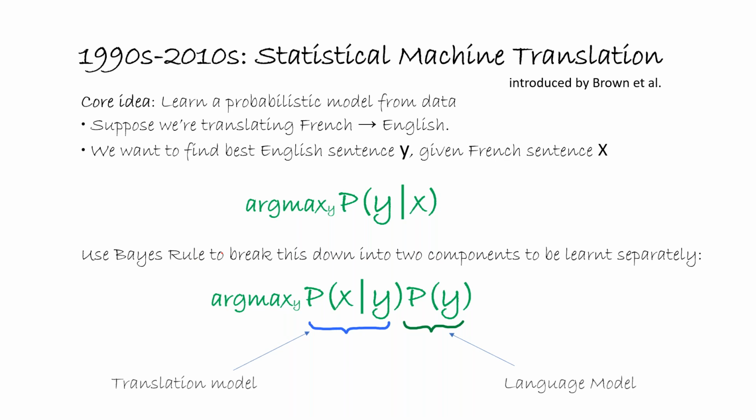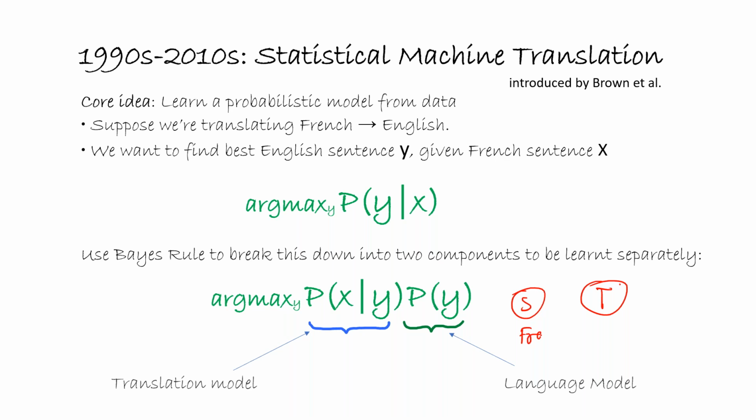Y given x. So we use Bayes rule to break this down into two components to be learned separately. One is the translation model, and the other is the language model. The translation model is p of x given y, and p of y is separate, which we call the language model. So the language model is my targeted language, and the source is my translation model.